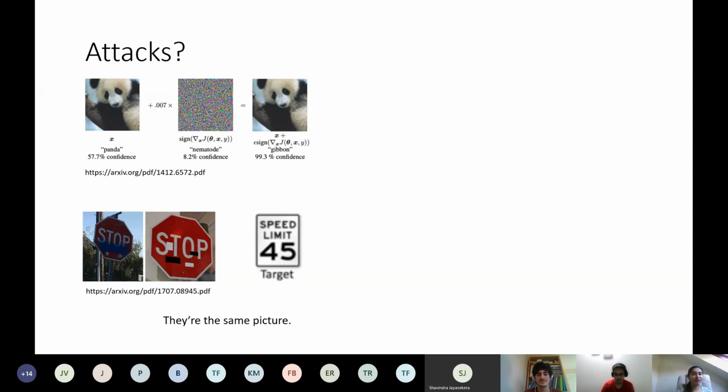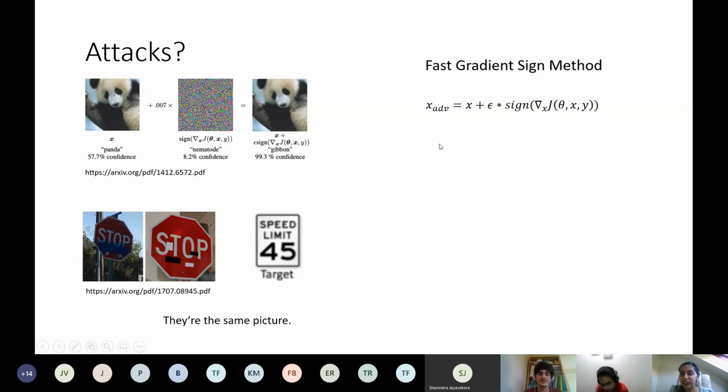But you might be wondering why I'm showing you images. I came here to do a talk on natural language processing. Why does it matter? It kind of does matter. If you look at this method, the fast gradient sign method, this is a method that Goodfellow described to cause an adversarial attack. It uses this beautiful equation.